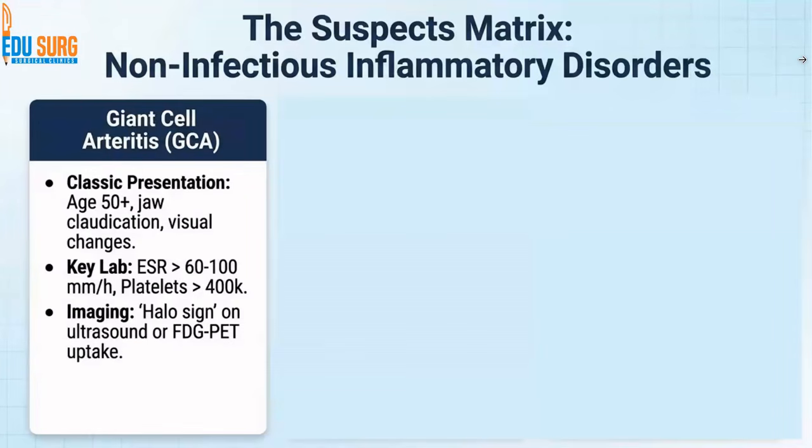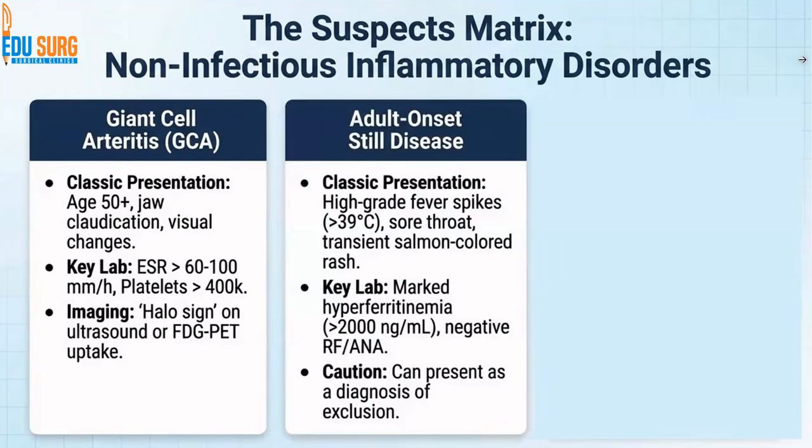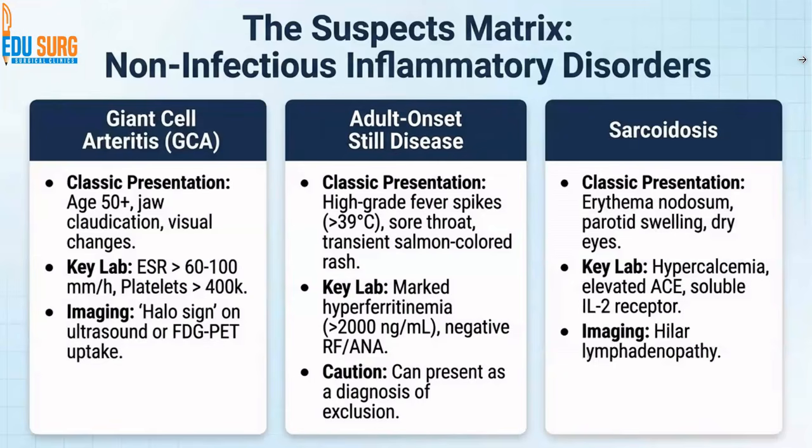A non-infectious inflammatory disorder that may need emergency treatment is giant cell arteritis, where age greater than 50 with jaw claudication and visual changes is the classical presentation. The platelets are high and ESR is very high in these patients. You can see the halo sign on ultrasound, or on FDG PET you will see uptake. Adult onset Still disease is again common, with high grade fever spikes, sore throat, and a salmon colored rash. You will see hyperferritinemia in these patients with a negative rheumatoid factor and ANA, and this is usually seen as a diagnosis of exclusion.